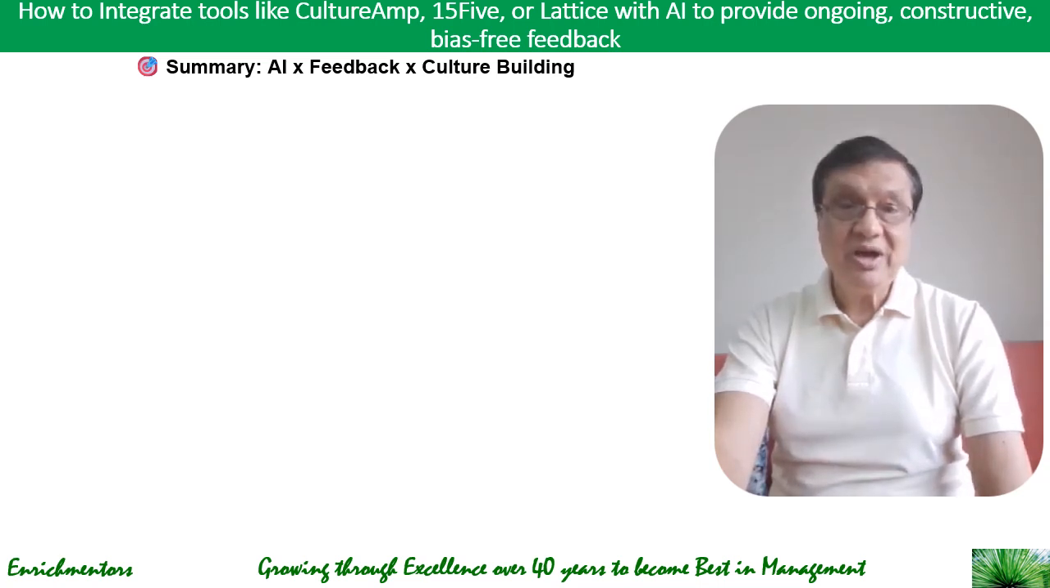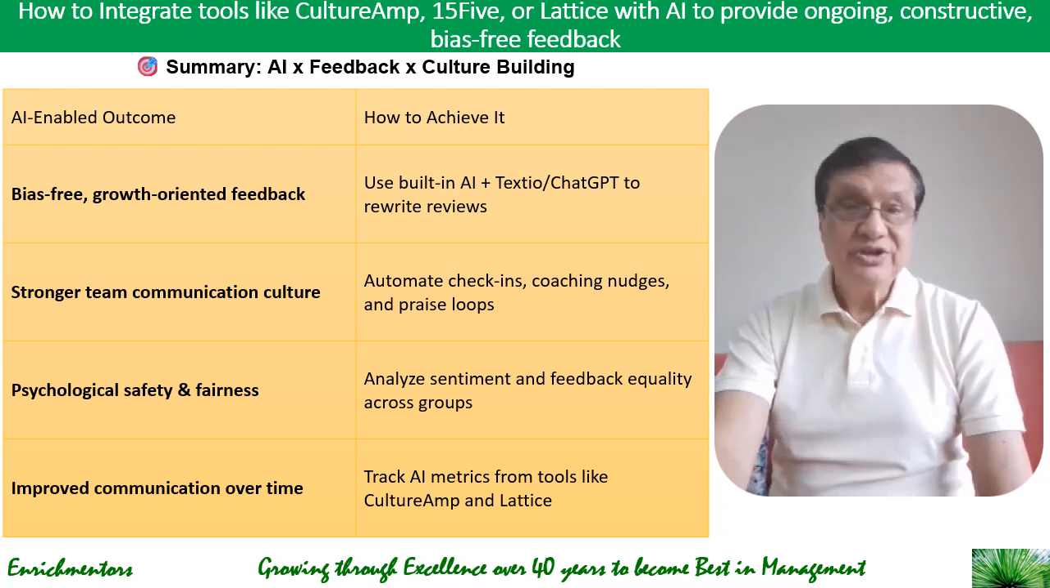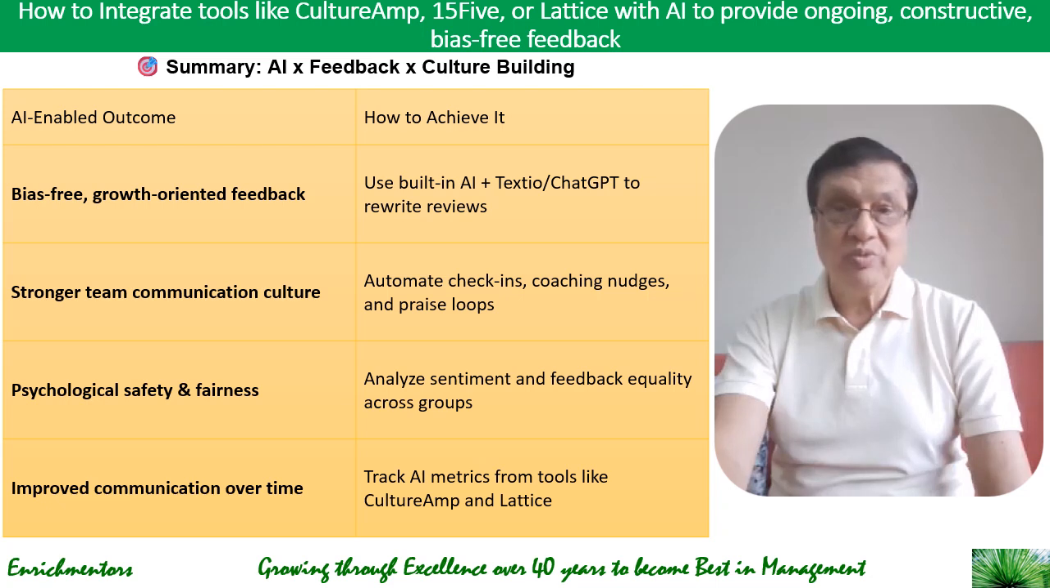Let's summarize now. How can you use AI and feedback to build this culture? So, let's take a look at what are the AI-enabled outcomes that you want and how to achieve them. So, you want to get bias-free, growth-oriented feedback. For that, you can use built-in AI plus Textio and ChatGPT to rewrite reviews.